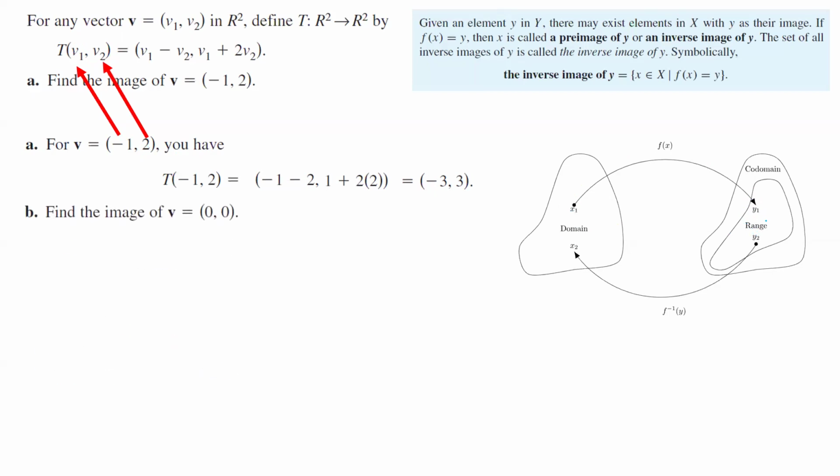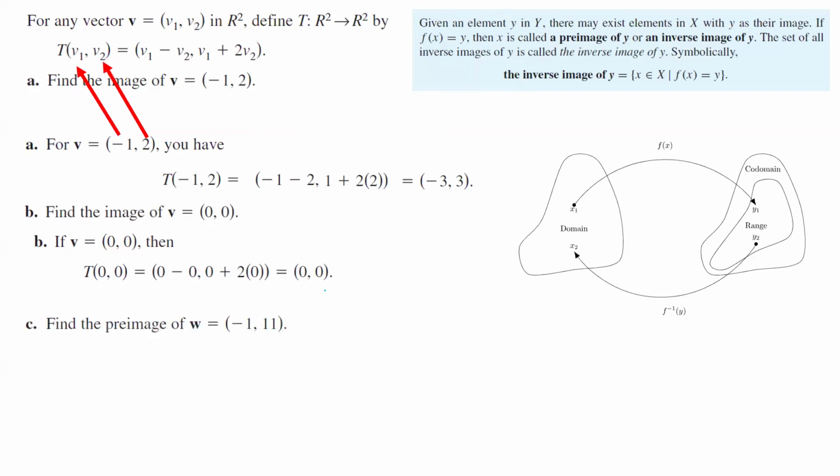If I ask you to find the image of v where v is the zero vector, the components are 0 and 0. So if v is equal to 0 and 0, then T of 0 and 0 is equal to 0 minus 0, and 0 plus 2 times 0, which happens to be 0 and 0. So this function takes a zero vector and gives us the zero vector back.